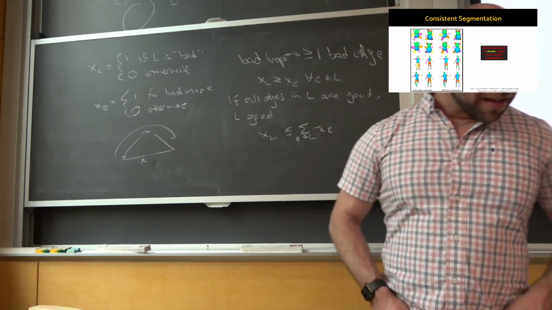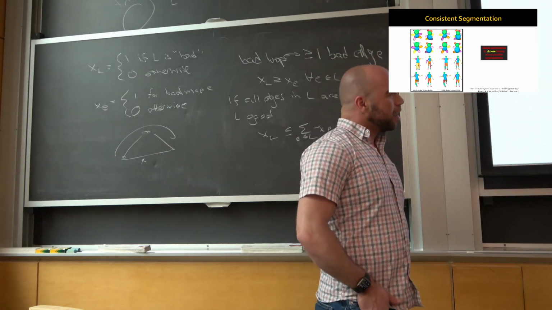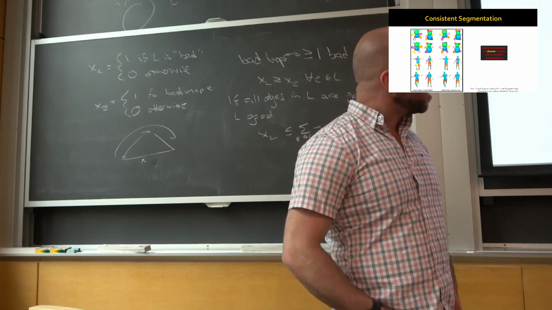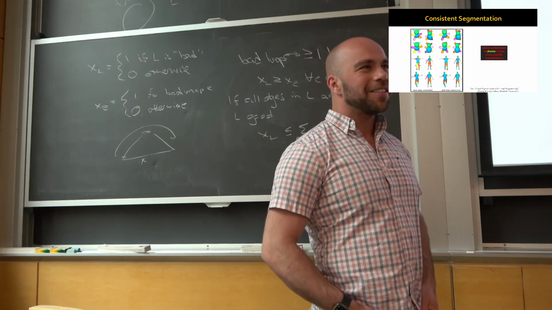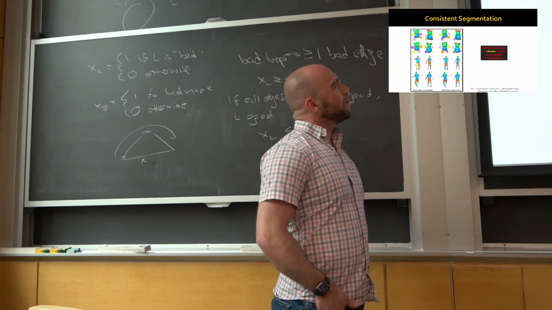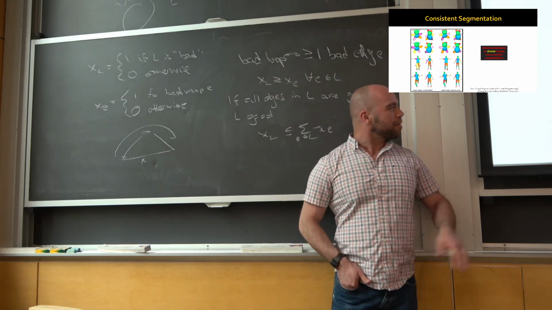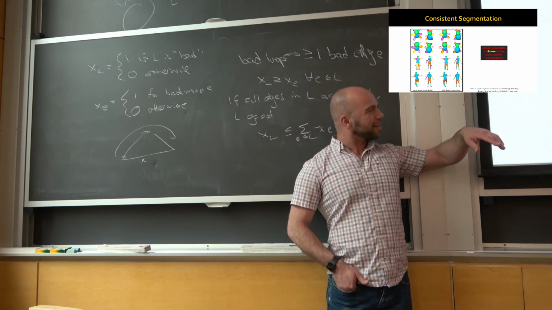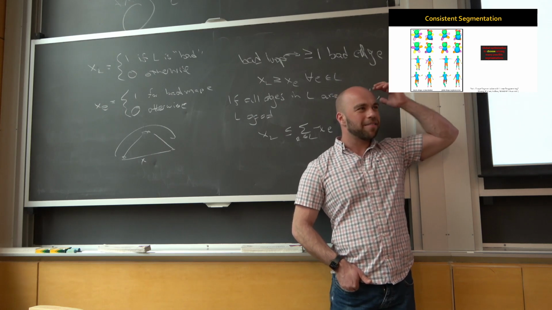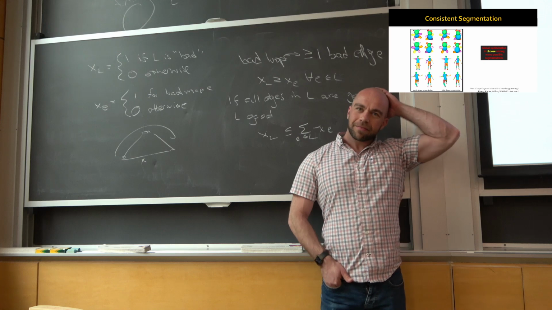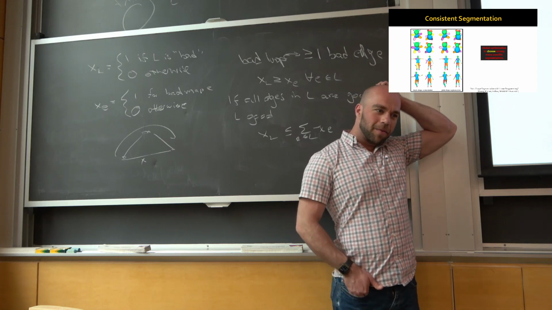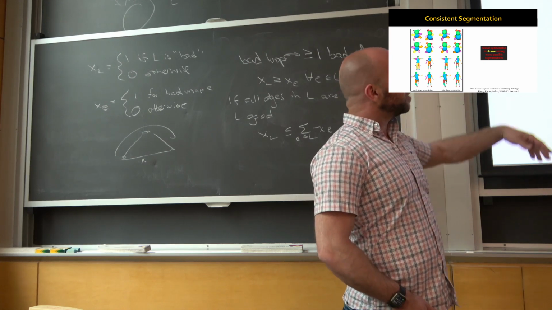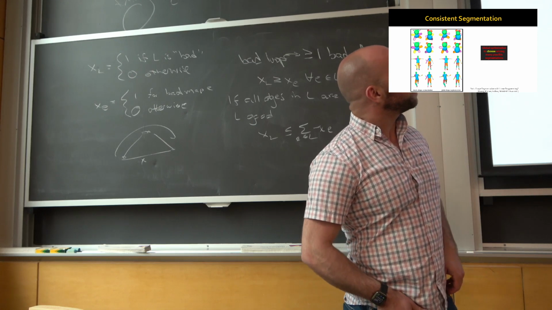So one instance of this problem, which was considered back in 2010, was this idea of consistent segmentation. Maybe I run my favorite machine learning algorithm to segment a bunch of 3D shapes, in other words, identify the legs and the arms and the hands and so on. Then very typically, if you have a big collection of shapes, maybe you want to segment in a consistent fashion.